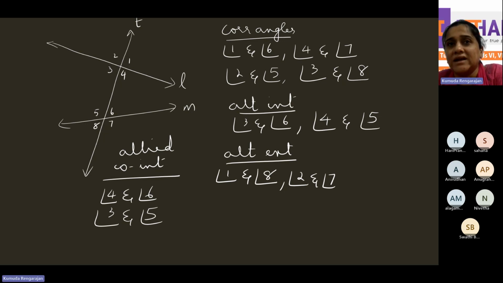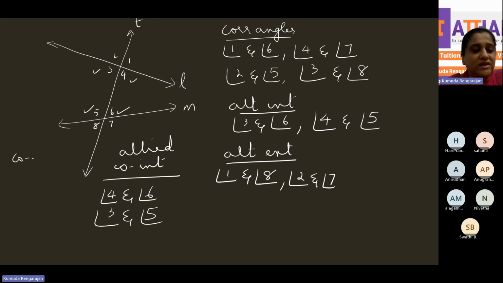Co-interior angles or allied angles, both are interior angles and both will lie on the same side of the transversal. So angle 4 and angle 6 and angle 3 and angle 5. You understand? Both of them are interior angles and they lie on the same side of the transversal. So 4 and 6, 3 and 5 form the pairs of allied angles or co-interior angles.